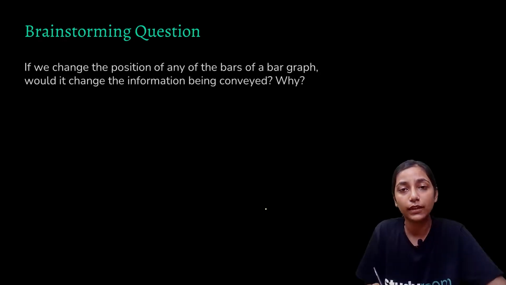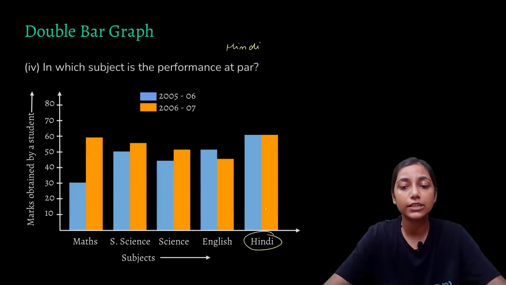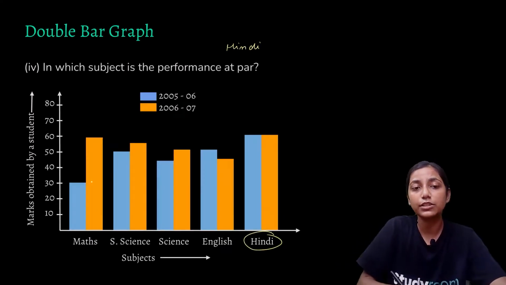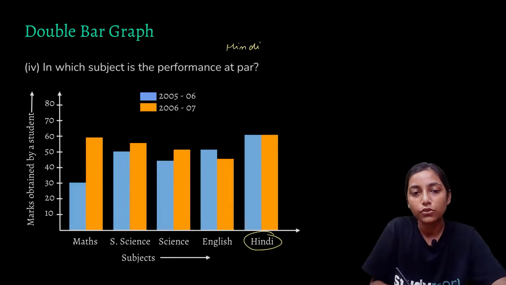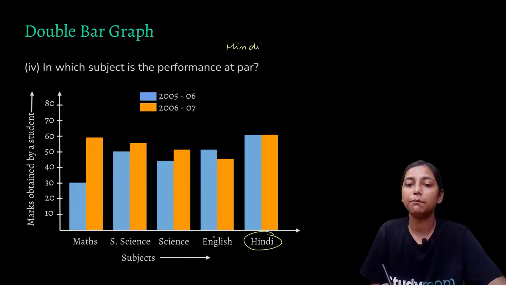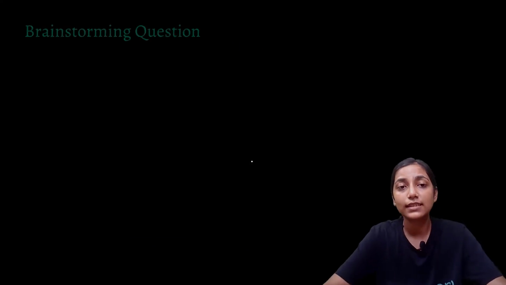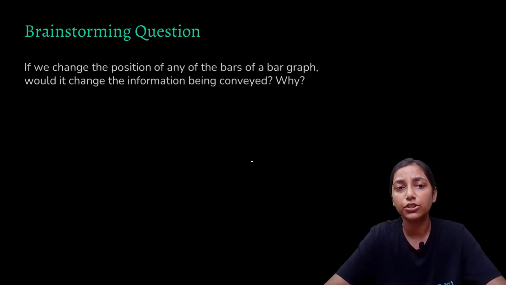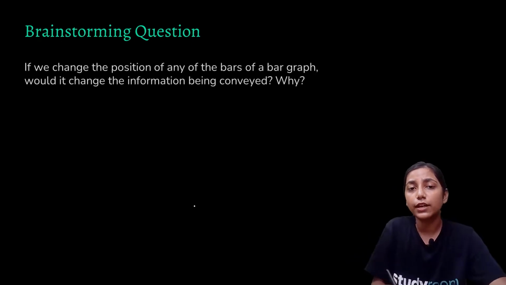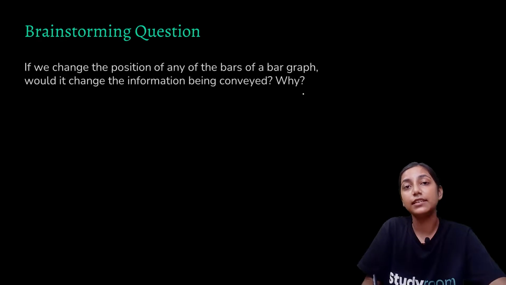We need to think about what happens if we are changing nothing else but just the position of the bars of the graph. If I change the position of the maths bars from here to here, and I keep English here while the maths bars are here, will such a change in the position also change the information being conveyed? And give reason for your answer.